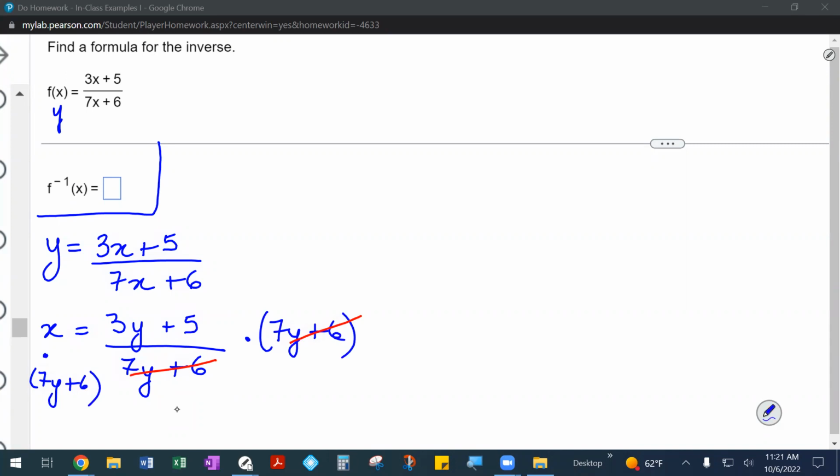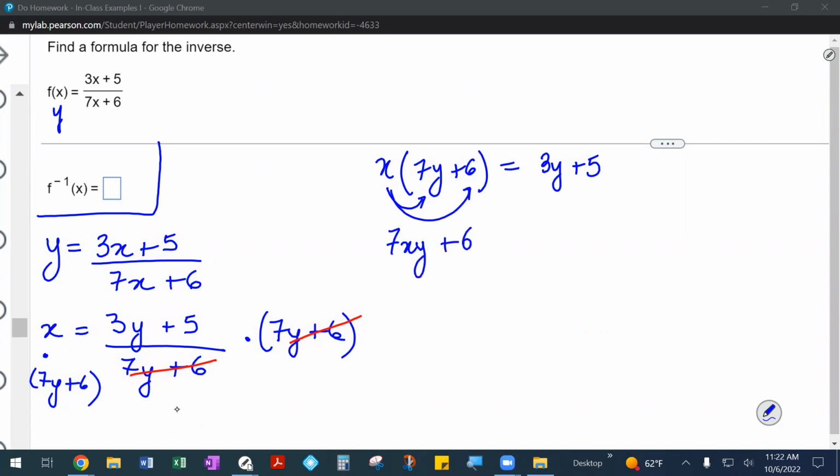do I want to distribute that? Yeah, I think I want to distribute that. So right now you have x times 7y plus 6 on the left and 3y plus 5 on the right. So we'll go ahead and distribute our x inside the parentheses, which will end up giving us 7xy and then 6 times x. And on the right-hand side, of course, we still have 3y plus 5.